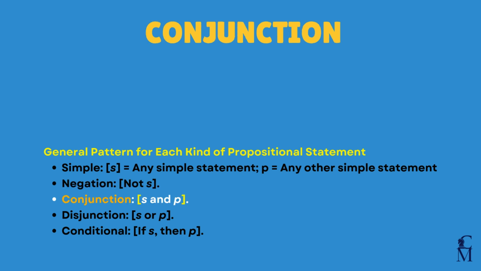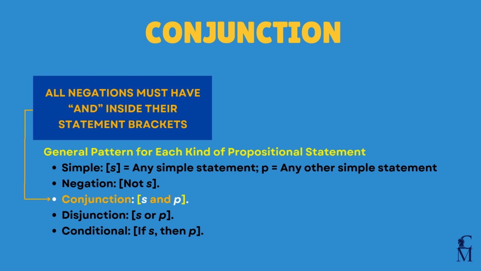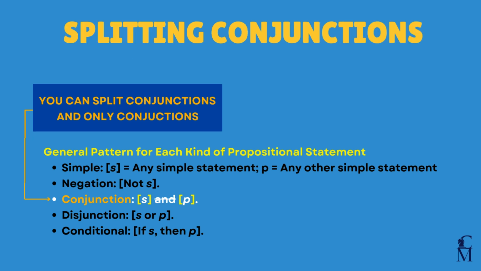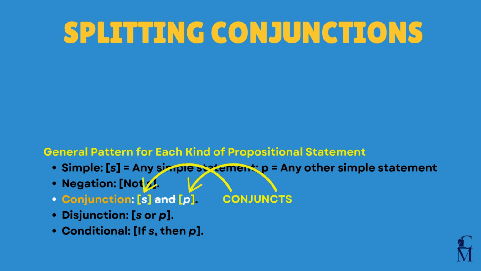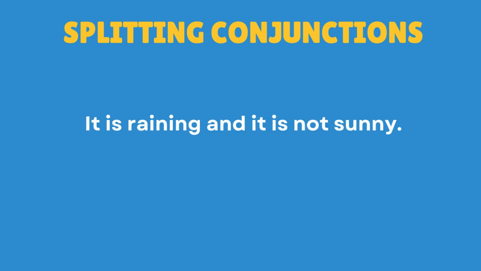A conjunction should be bracketed with the open bracket at the front, the closed bracket at the end, and notice that what is inside the statement bracket is the truth functional operator and. All conjunctions must have the truth functional operator and inside their statement brackets. However, with conjunctions and only with conjunctions, you can also instead split each part of a conjunction, which are called conjuncts, into separate statements. For example, consider the conjunction "it is raining" and "it is not sunny."